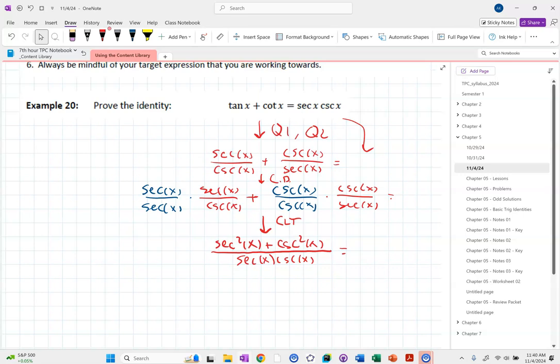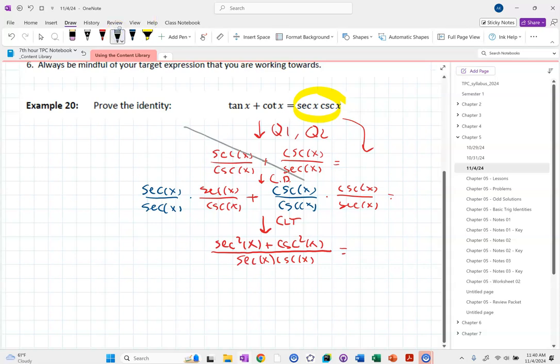Yeah, so you see the squares. Maybe we look at the Pythagoreans. Since I have a secant squared, I could use P3 and write that as tan squared plus 1, but that seems like it's getting me further away, right? I think I want to hang on to the secants and cosecants. That's what my answer is supposed to be in. What does it look like here? It just doesn't look like I'm making any progress, right?